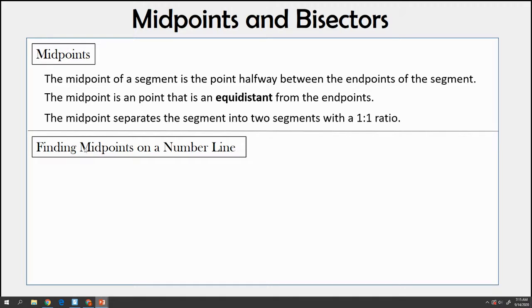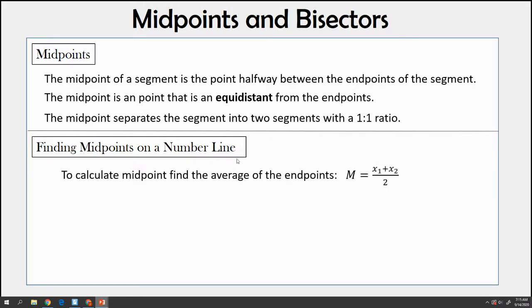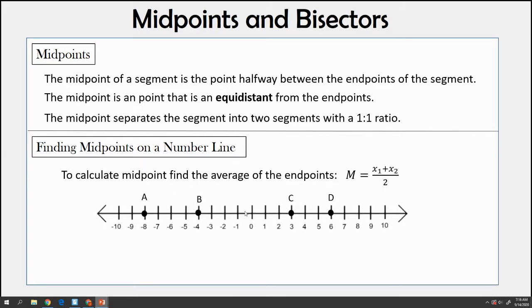All right, when we find midpoints on a number line, okay, the process is pretty straightforward. What we're going to do is take the average of the endpoints. So the M stands for midpoint. So the midpoint is, take my two endpoints, x1 and x2, let's say, add them together, divide by 2. The answer to that is where the midpoint is located.